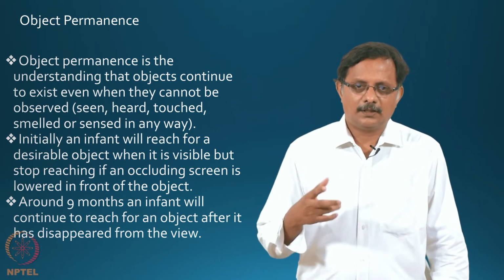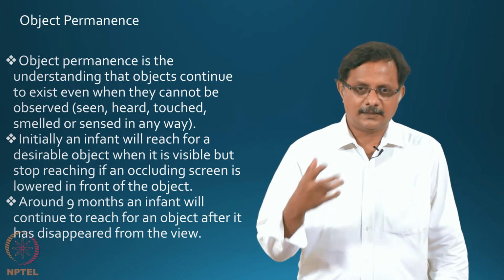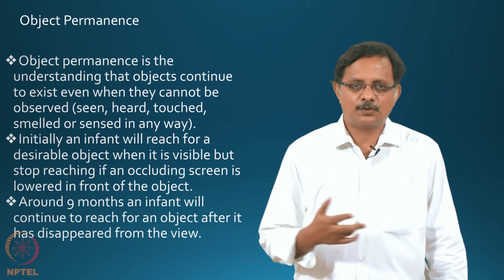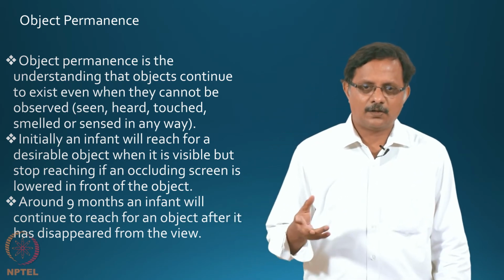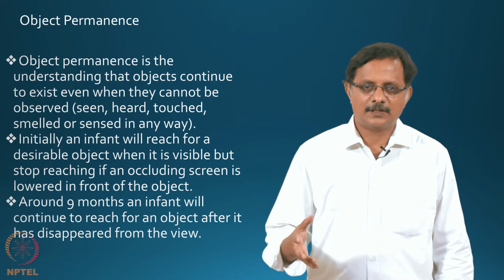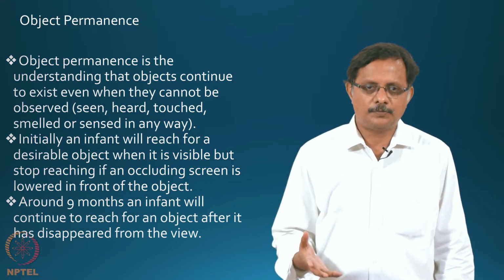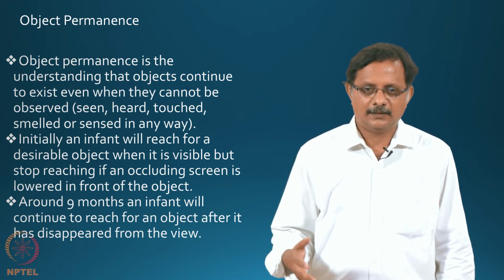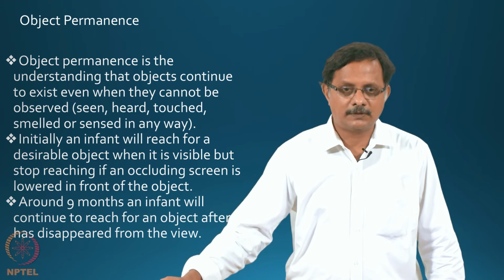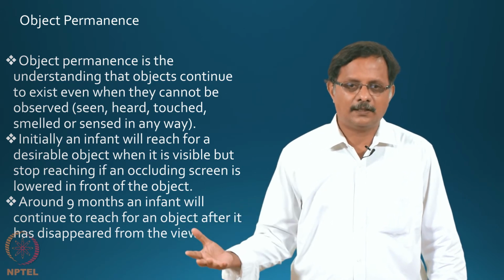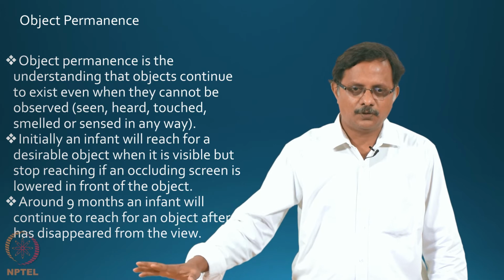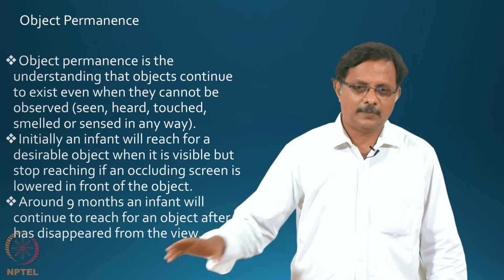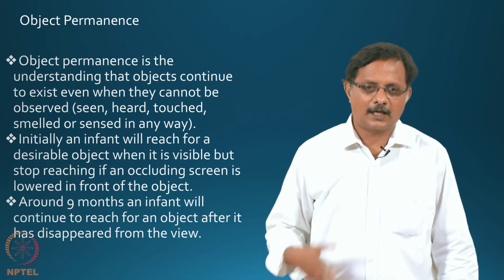This notion that objects exist even when they are not observed directly is called object permanence, and infants do not have it at a very early stage. Only around 9 months do infants show proof of object permanence. For example, if you take an infant who is younger than 9 months, the infant might reach out to an object which is visible, but if you hide the object under a carpet or something like that, the infant will not go for it. But after 9 months, even if you hide the object under a carpet, the infant might struggle to go under the carpet and pick up the object.